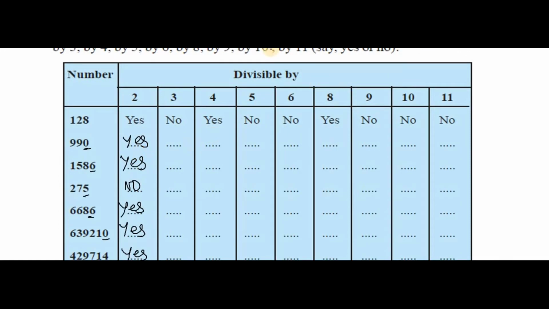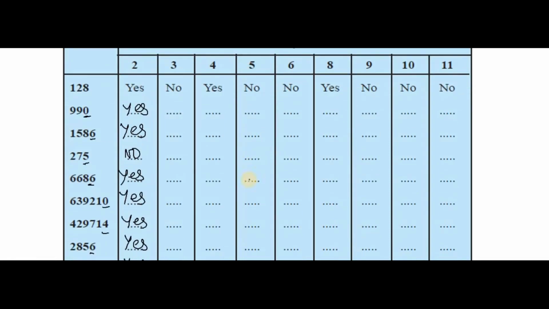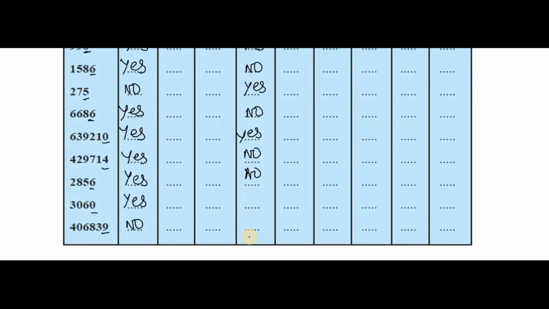Now in the same way with 5 also it is easy. Why? Because you just have to check if the last digit is either 0 or 5, then it is divisible by 5. So first we'll complete that also. The last digit is 0, and no, it is 5 here in the ones place, here 6, 0, 4, 6, and the ones place is 0 here, and here 9.